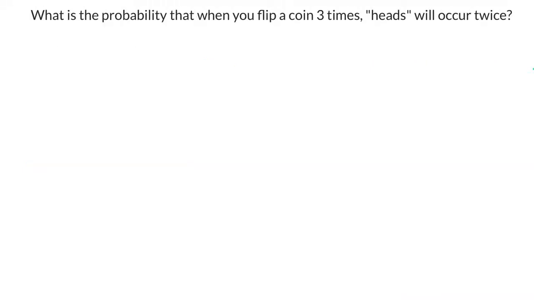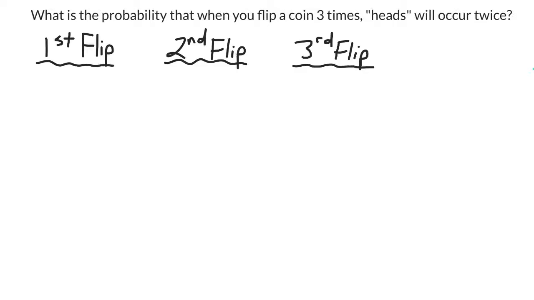I want to show you a way you can use a tree diagram to solve probability problems. So the question is, what is the probability that when you flip a coin 3 times, heads will occur twice? So first you have to remember that when you flip a coin, you can either have heads or tails. And I'm going to construct a tree diagram for all 3 flips. So for the first flip, I can either have heads or tails as the outcomes.